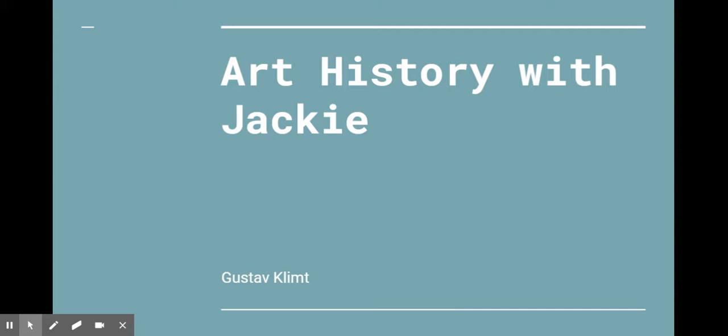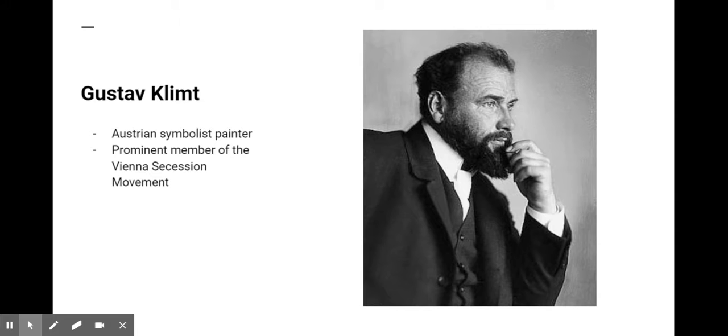This week, I was inspired by the gold in the changing larches we see all around us at this time of year, and decided to discuss the history of Gustav Klimt. Klimt was an Austrian symbolist painter and one of the most prominent members of the Vienna Secession movement.